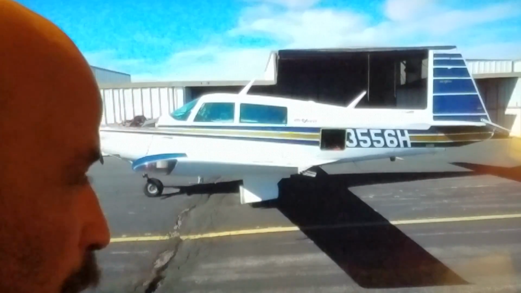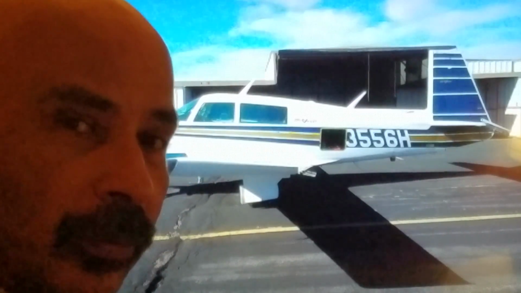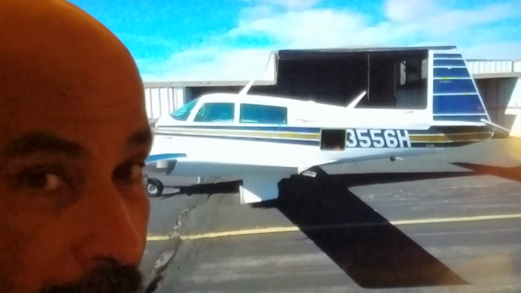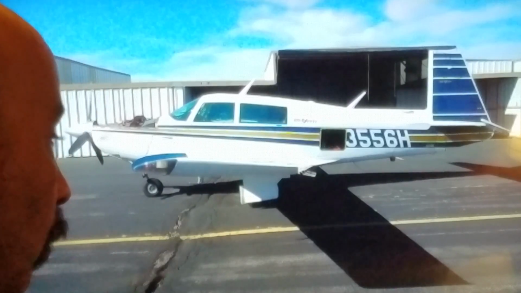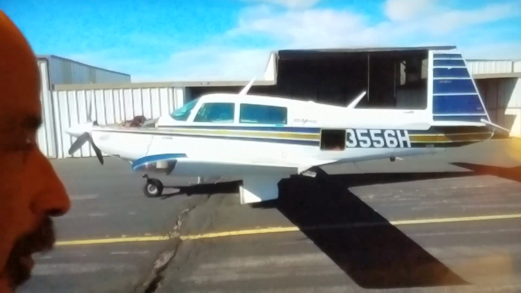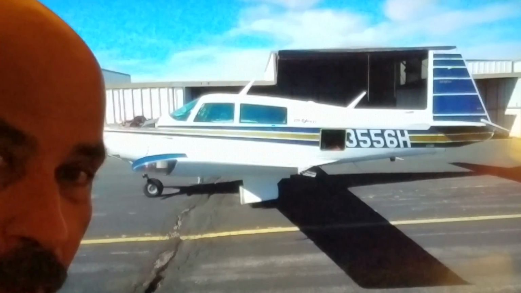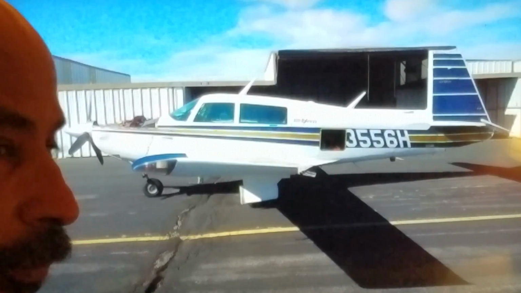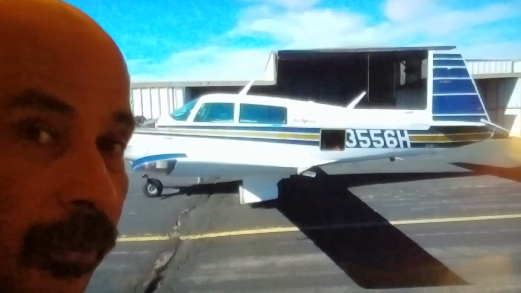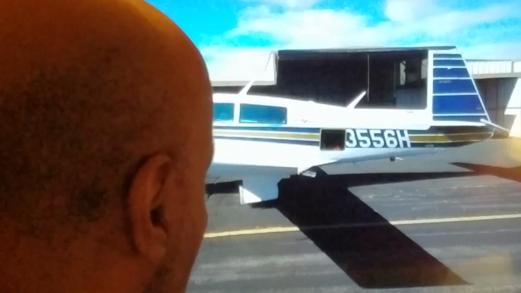The M20K model is the one that we're talking about, the Mooney. It is a low wing aircraft, fixed wing aircraft. It does have retractable landing gear, and it has a controllable propeller, a constant speed propeller. This is more advanced than a typical airplane would be when you are learning how to fly. But I figured that we'll try to get as much information as we can in these videos to help you determine or decide where you're going to end up in aviation.